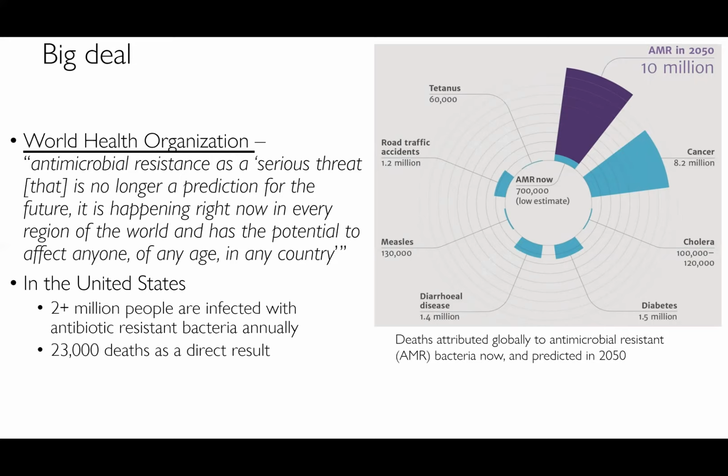And this is only projected to get worse. These are projections from the World Health Organization for 2050, comparing different common causes of death, whether it's tetanus, road traffic accidents, measles, some form of diarrhea, this could be Vibrio, diabetes, and then cancer. What you'll notice is that antimicrobial resistance is projected to kill about 10 million people annually. So this is not just a problem for the future. It's also a big problem now. There are hundreds of thousands of infections, even just in the Boston area, with antibiotic resistant microbes.